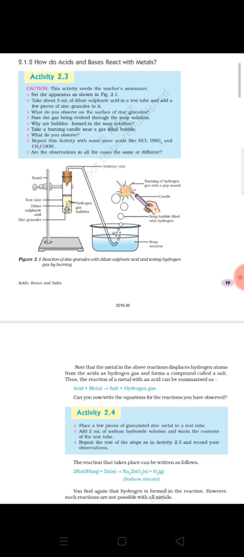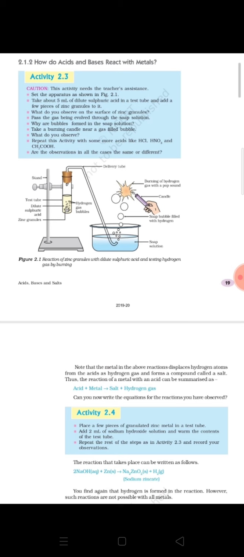So here it is saying about the reaction between zinc metal and dilute sulfuric acid. First we will see the arrangement. Here we have taken zinc granules in a test tube and added 5 ml of dilute sulfuric acid, and then the mouth of the test tube is closed with a rubber cork, and one delivery tube is put, with one end of the delivery tube inside the soap solution. So this is the basic arrangement.